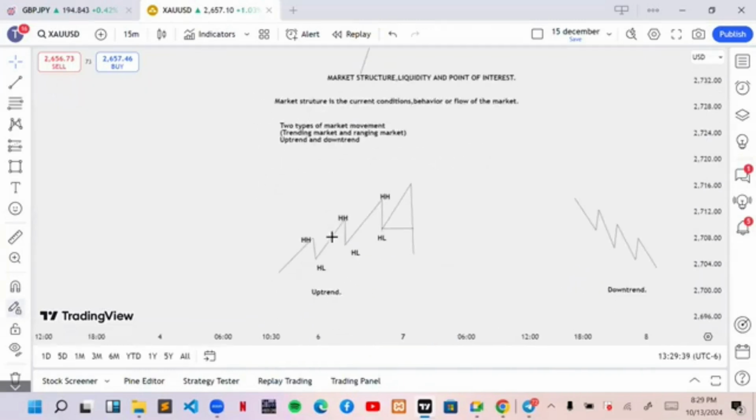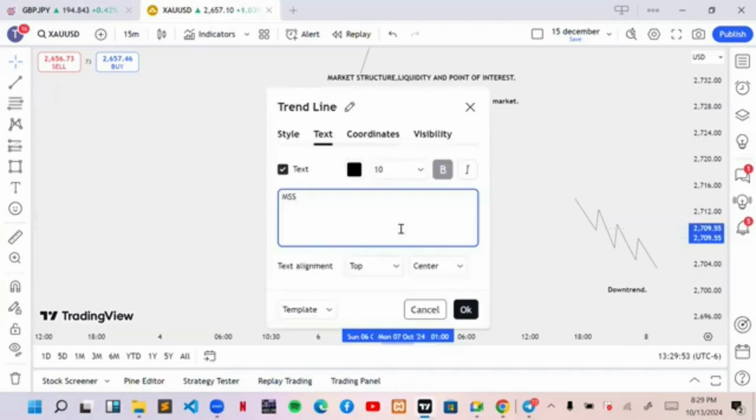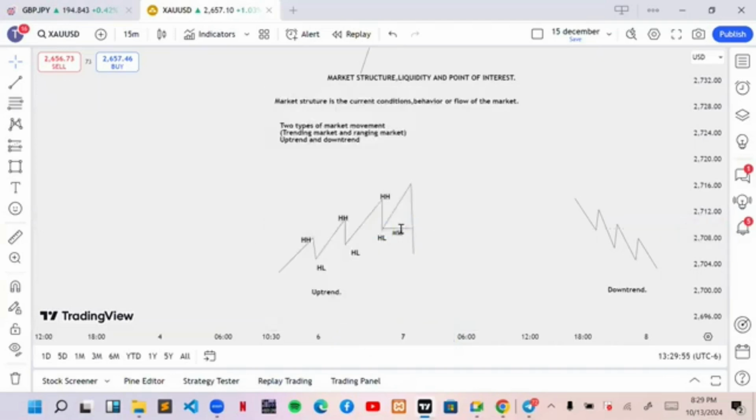So once there's a market structure shift, the direction that you were taking a trade in before changes. If you're in an uptrend, you'll be taking buys, buy continuations. Once there's a market structure shift here, which I will signify with MSS, you're no longer going to be looking for buys in this trade. What you're going to pay attention to is to look for sells.